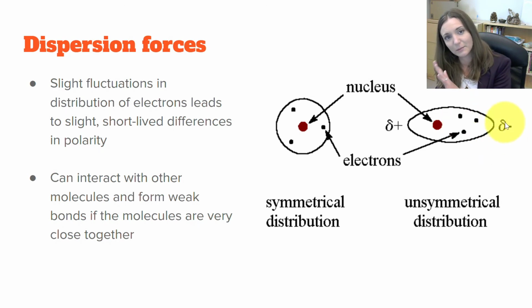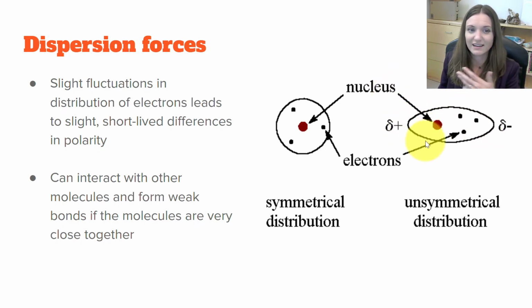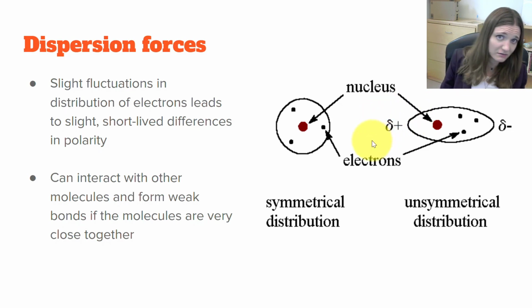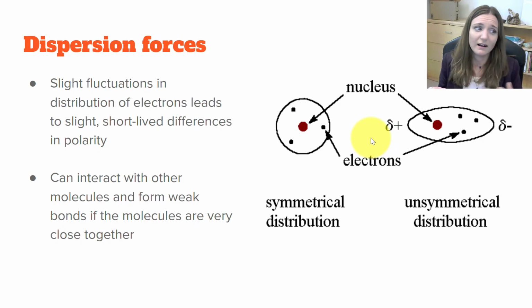So whatever side of the atom has the electrons hanging out with it at that point in time will get a slight negative charge, and the other side will be slightly positive. Okay, so when there's an unsymmetrical distribution of the electrons, that means now that this atom is kind of polar, right? So this slight positive side of the atom will be attracted to anything that's slightly negative. So these are often short-lived, very weak, and they only really come into play when molecules or atoms are very close together.